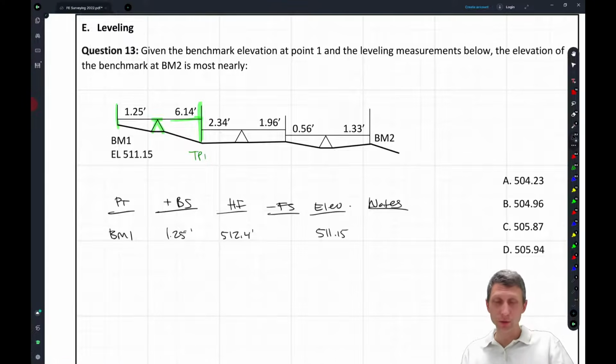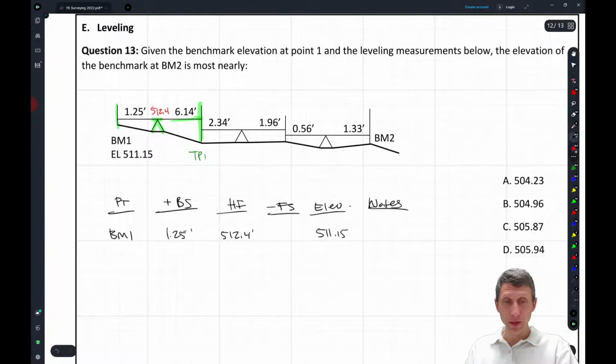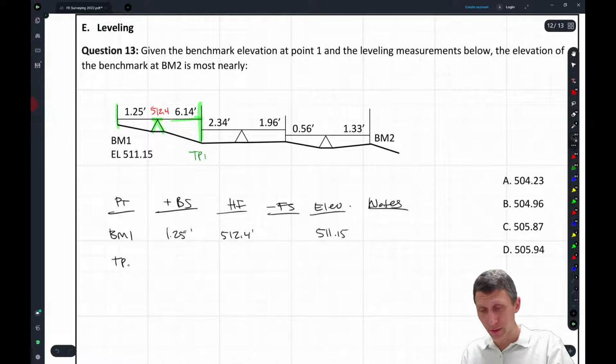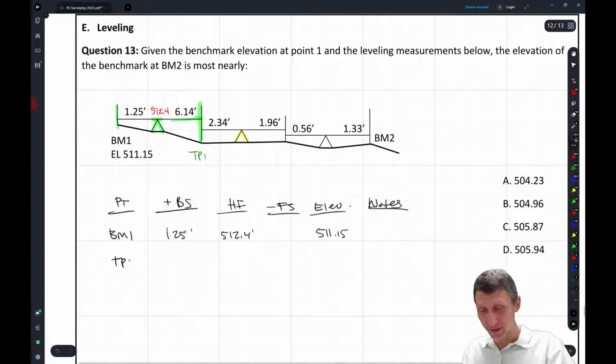Does that make sense? So the height of this instrument here is 512.4. But then we're going to set up at this next point here, and we're going to backsight now to turning point 1. Actually, before we backsight to turning point 1, we have to foresight to turning point 1. So we're going to foresight to turning point 1, and that's going to be a foresight of 6.14 feet.